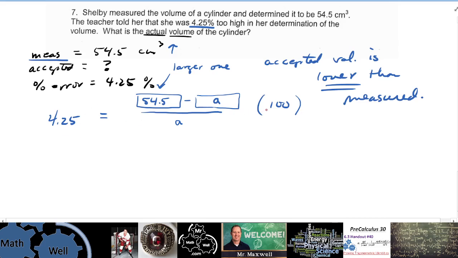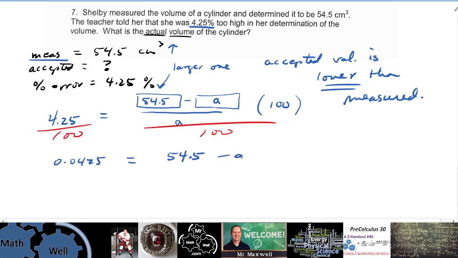So let's divide by 100 first. Let's get rid of the 100 here because this should be a decimal, right? So this is going to be 0.0425. Then we're going to have this over here, and we have A in two different spots. So the first thing you don't want to do, don't do this. Oh, the A's are gone.